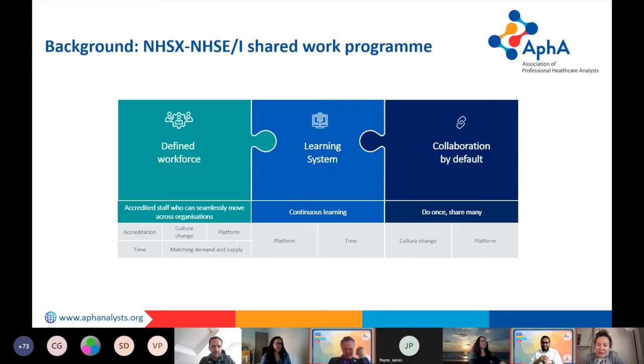the background to the competency framework piece of work is that it is one piece of a jigsaw, which we've tried to represent here, where we've got a whole programme of work jointly owned between NHSX and NHS England and Improvement, looking to strengthen the role of analysts and the voice of analysts in the system, and working with AphA is a key part of this.